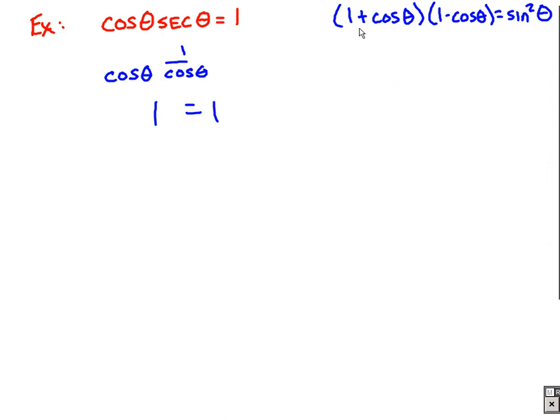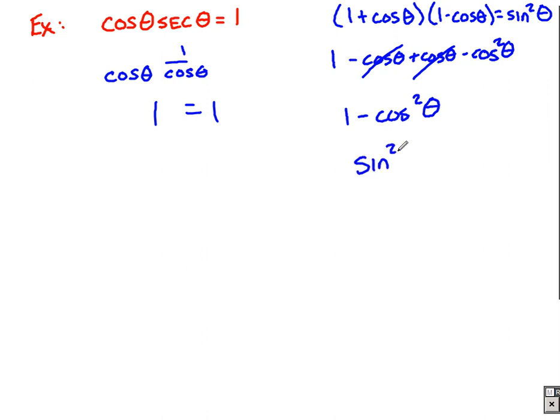Another one, a little bit more complex here. In this one, again, the more complex side is on the left, I'm going to FOIL. So 1 minus cosine theta plus cosine theta minus cosine squared of theta. If I can simplify that, well, yeah, because those two go away. So I have 1 minus cosine squared of theta. And when I have something like this, a trig function squared with the 1, let's look for a Pythagorean identity. Well, yes, it is sine squared of theta, and that's what we wanted to get. So again, we are done.